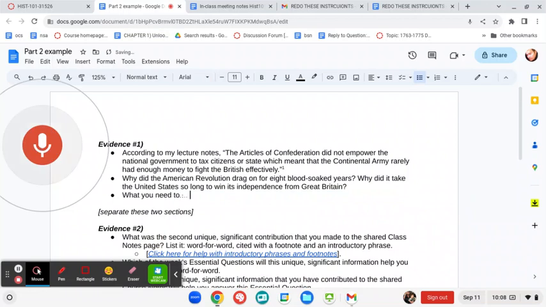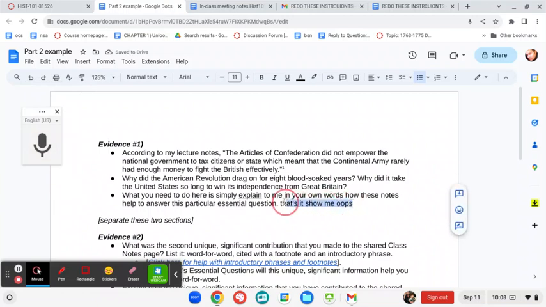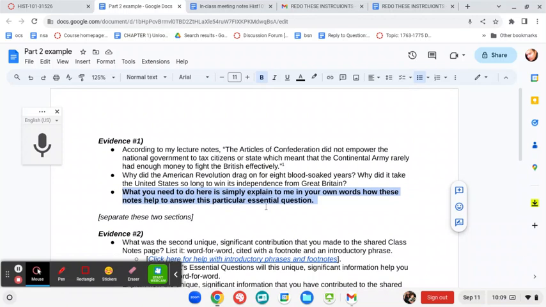What you need to do here is simply explain to me in your own words how these notes help to answer this particular essential question. That's it. Show me you understand why these notes matter. Show me you understand that this isn't simply irrelevant, random, miscellaneous information thrown into your notes, that you've actually thought about this carefully and you found notes that you took during class that will help you to answer this particular question. Okay, so this is what it should look like.